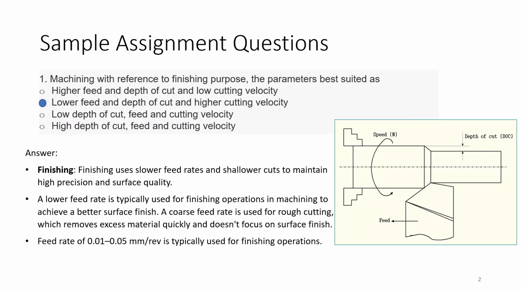In case of a finishing operation, you require a very smooth surface. So finishing uses slower feed rate and shallower cuts to maintain high precision and surface quality. A lower feed rate is typically used for finishing operations in machining to achieve a better surface finish. A coarse feed rate is used for rough cutting, which removes excess material quickly and doesn't focus on surface finish. A feed rate of 0.01 to 0.05 mm per revolution is typically used for finishing operations.